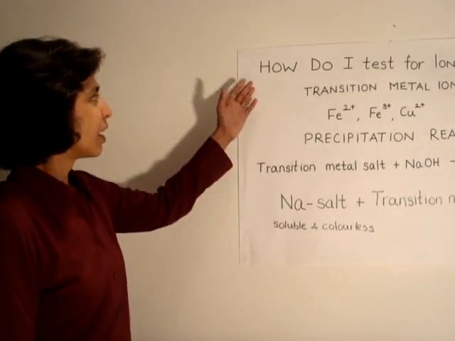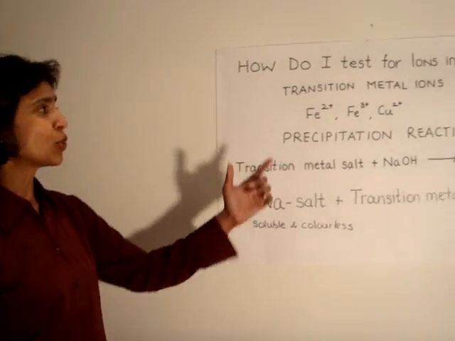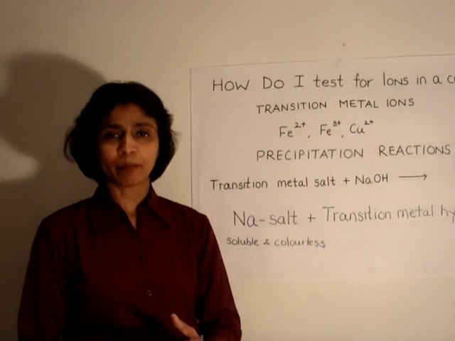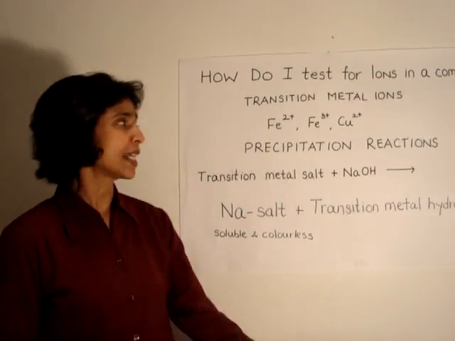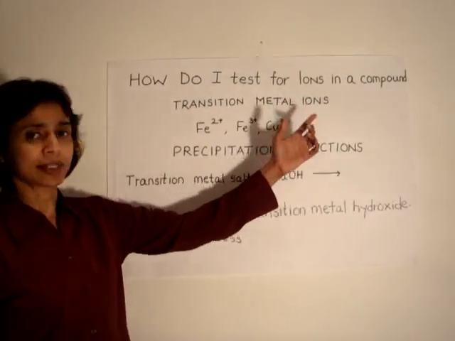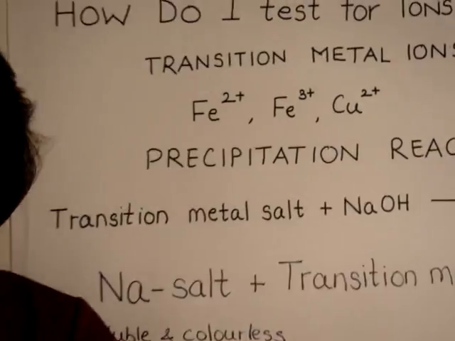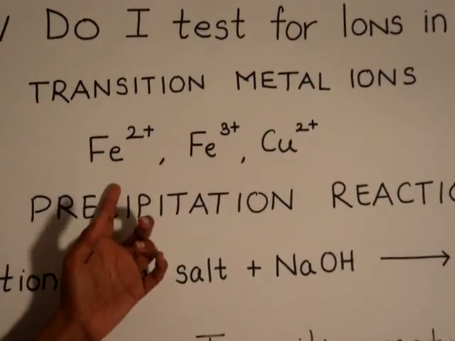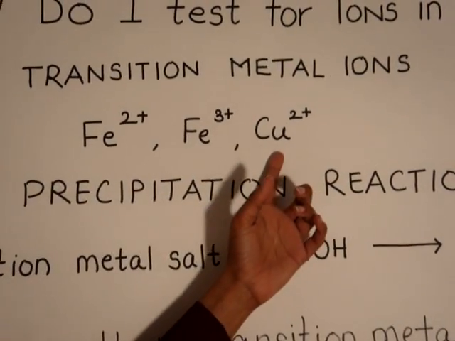Hi, we are going to study how to test for ions in a compound. Which ions are we going to test? Transition metal ions. Are we going to study all transition metal ions? No, just Fe2+, Fe3+, and Cu2+.